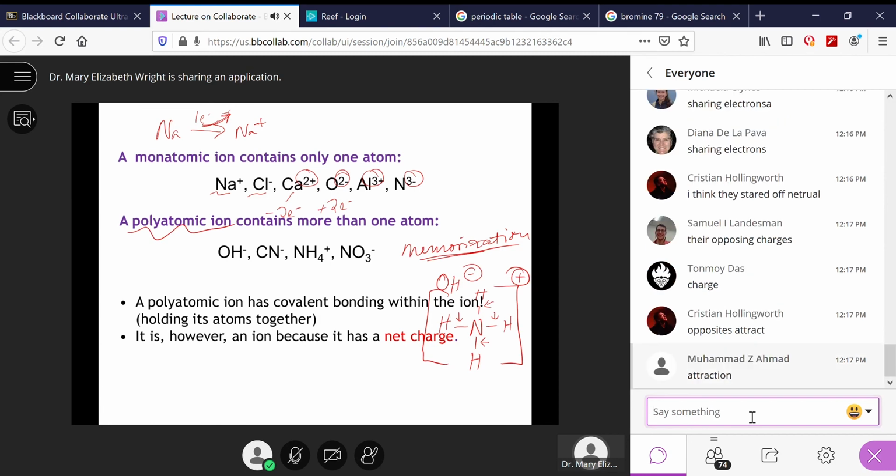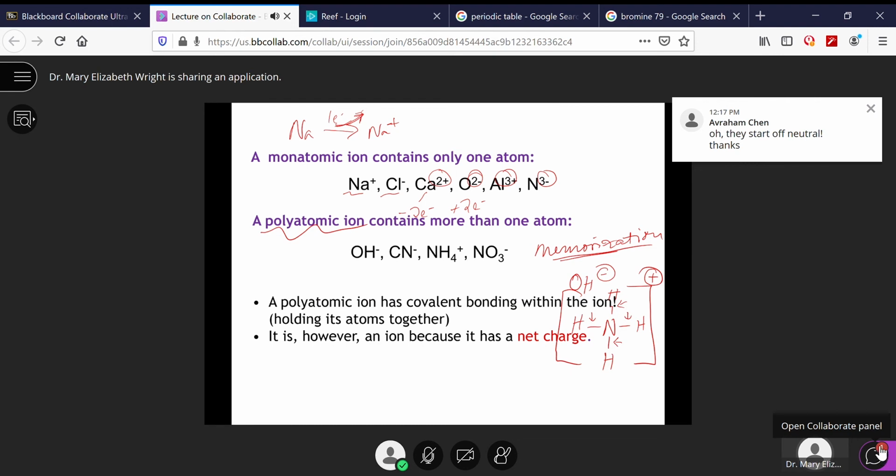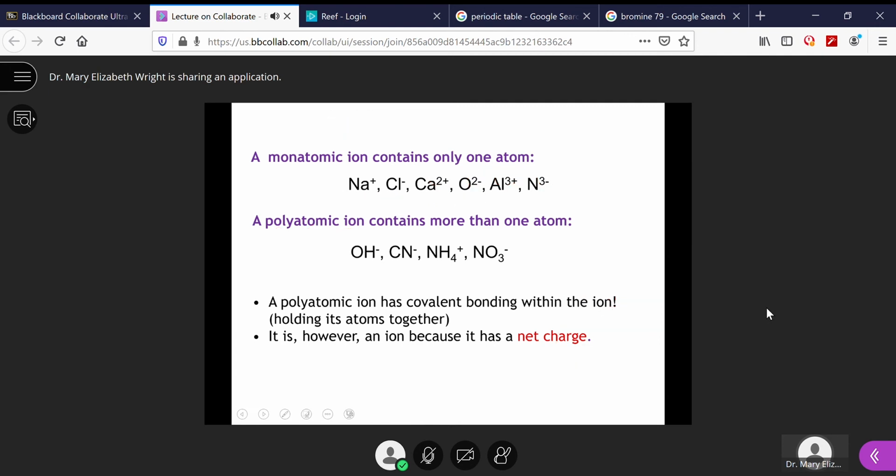You might be asking yourself the same thing about covalent, and we'll get into that in a little more detail. I'm just introducing you to the covalent bond concept now. But going back to this, what I want you to take away here is that a polyatomic ion has an overall net charge, but it has covalent bonding within the molecule itself. So OH, for example, has a covalent bond between oxygen and hydrogen, but an overall negative charge of -1.